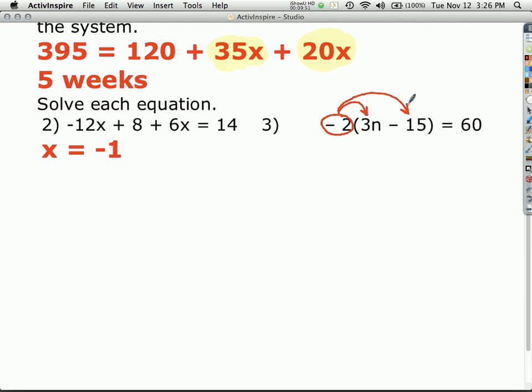But I'll take it a step further. I see this as a positive 3n, and I see this as a -15. That's the way I see it. I think at some point you either already see it that way, or at some point soon you're going to need to start seeing things that way. That's why we use the bubble method, so you can see that as a -15. So now distribute. -2 times 3n is -6n. -2 times -15 is positive 30.